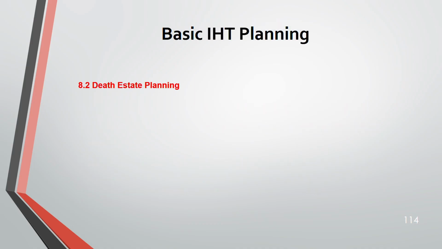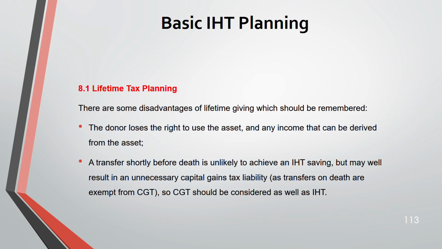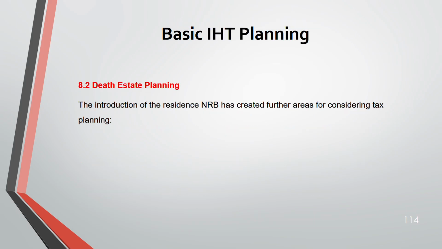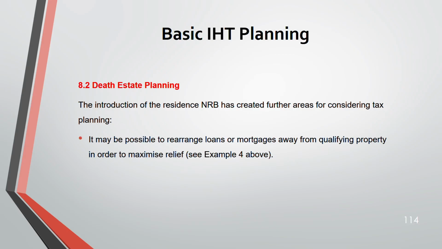Next. So all this was lifetime tax planning. Now we are moving to death estate planning. When you're planning, you have to consider your residence nil rate band, because this is only available on death. So it may be possible to rearrange your loan or mortgage away from your qualifying property. We have seen that in example 4. So that relief is maximized, because if you deduct the mortgage from your property, you will not get your full residence nil rate band. It will be restricted. Rather, keep your mortgage or loan against other assets, not the qualifying property.